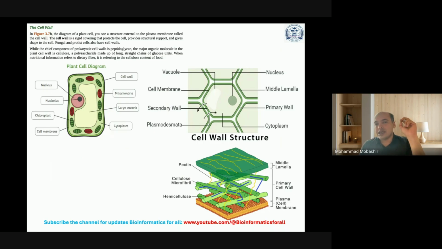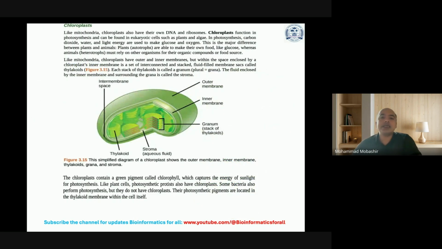So let's see here, the line indicates the secondary cell wall, here inside the lining, and then the primary cell wall is this green structure. In terms of composition, you can see pectin, cellulose, microfibril, and hemicellulose. And what comes just after the cell wall is the plasma membrane or cell membrane. Next, it is the chloroplast.